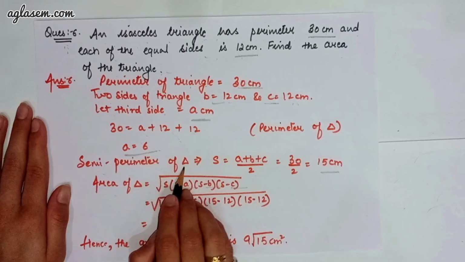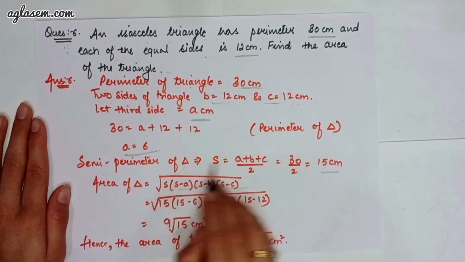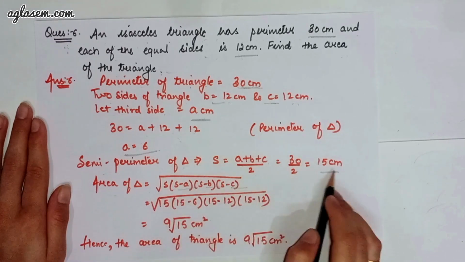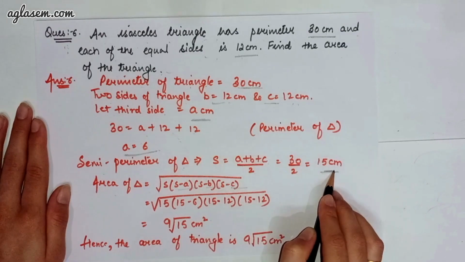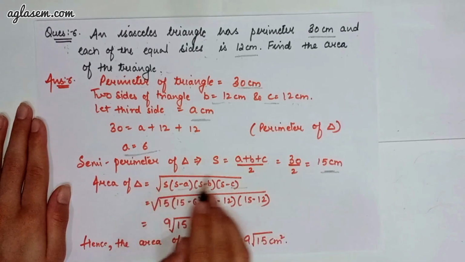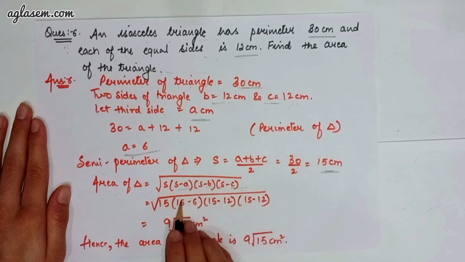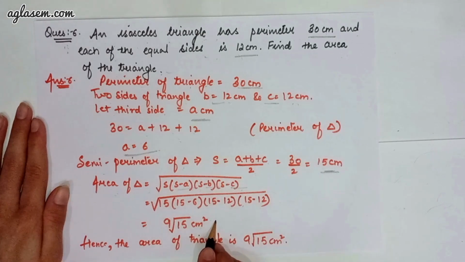So the semi-perimeter of the triangle we can find very easily, a plus b plus c divided by 2, which will give you 30 divided by 2, that is 15 centimeter. Moving further, the area of the triangle is root of s times (s minus a), (s minus b) and (s minus c). By applying the values, we will get 9 root 15 centimeter square as the area of the triangle.